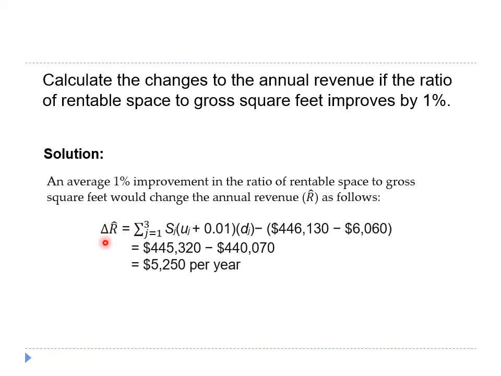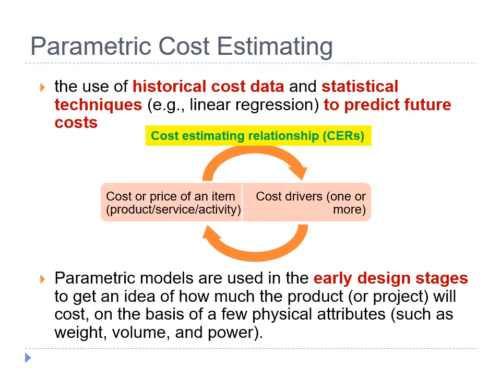So the total change in annual revenue is equal to $5,250 per year due to the improvement of the rentable space by 1%. Now we'll proceed to parametric cost estimating.